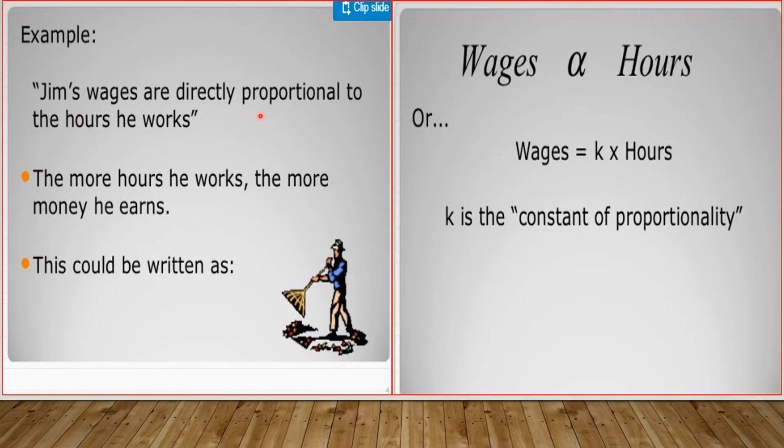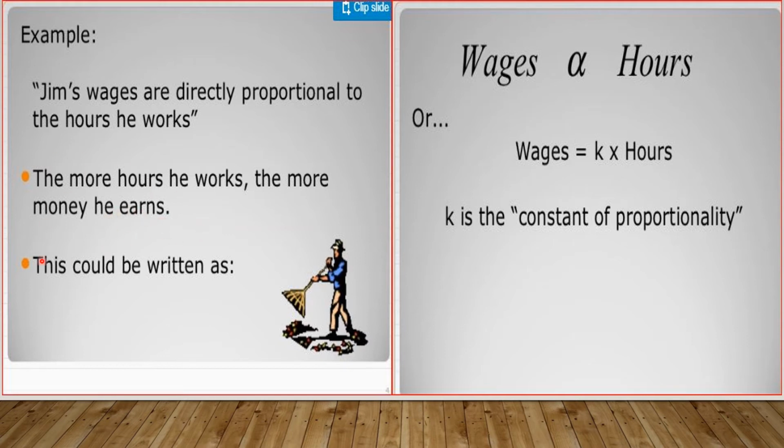Jim's wages are directly proportional to the hours he works. What does it mean? Jim's income depends on what? The more hours he works, the more he earns. It means that as wages increase, what increases? Hours increase. The more hours he works, the more money he earns.